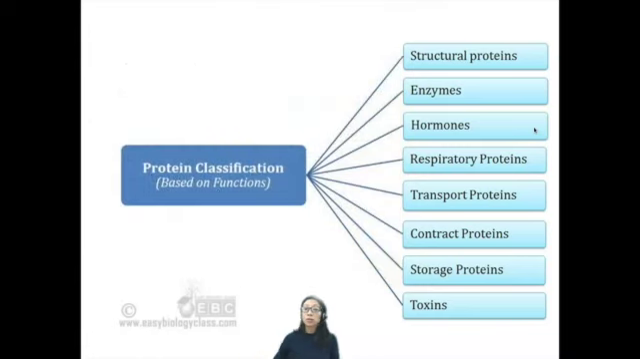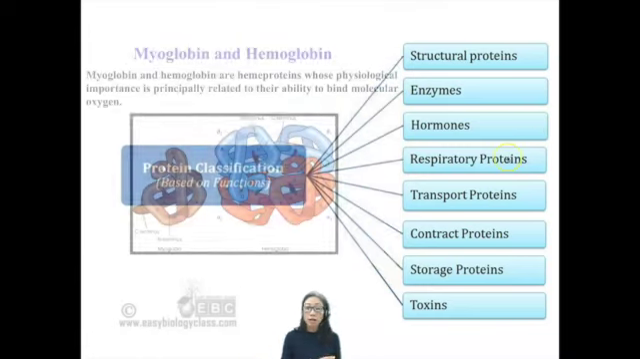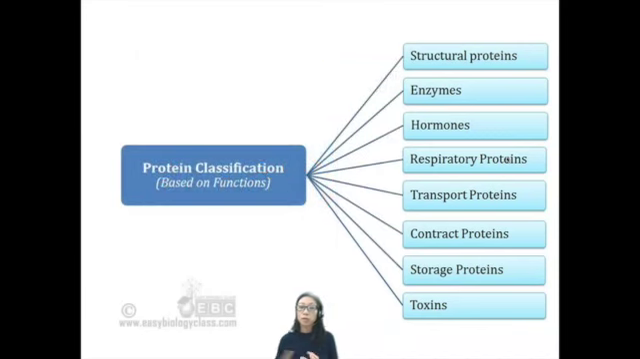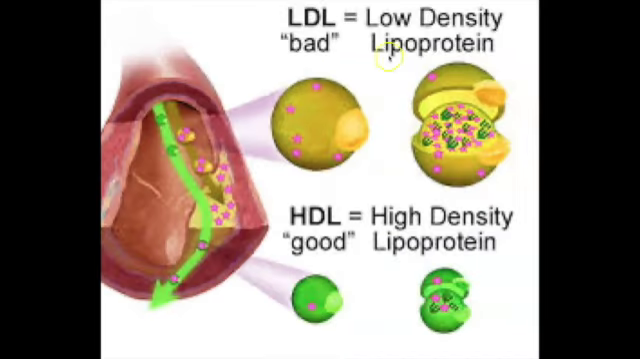There are respiratory proteins. We looked at the structures of myoglobin and hemoglobin. Both are important in respiration, as they transport, bind to, and store oxygen in the blood and muscle. There are transport proteins like lipoproteins that move lipids in the blood.